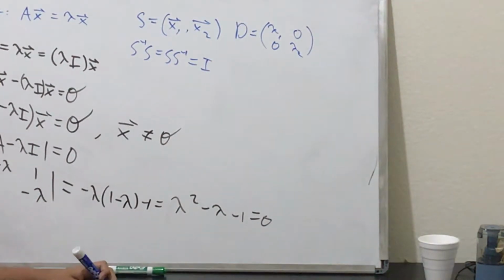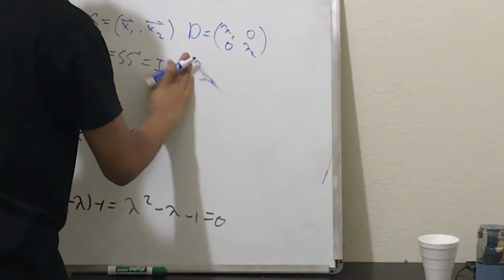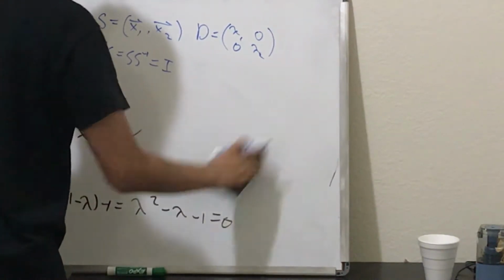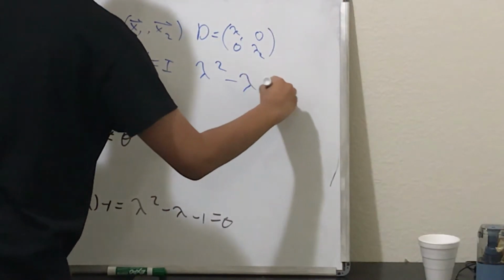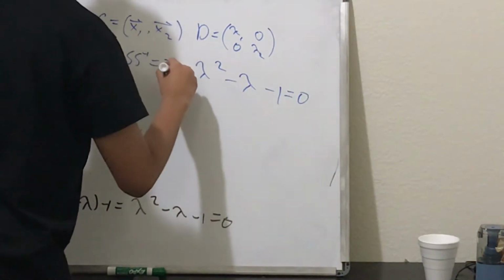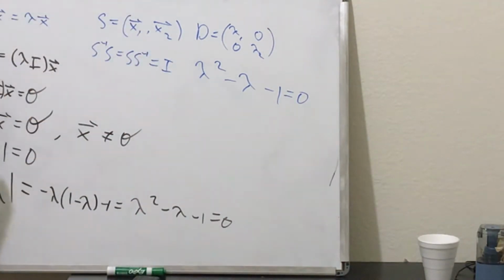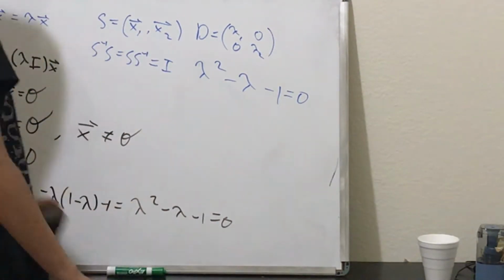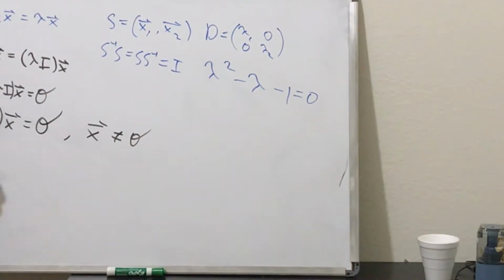That's really important, so I'll write it right here. Lambda squared minus lambda minus 1 equals 0. We won't solve for lambda just yet, but we have this polynomial that describes it. So now we go back a couple steps.